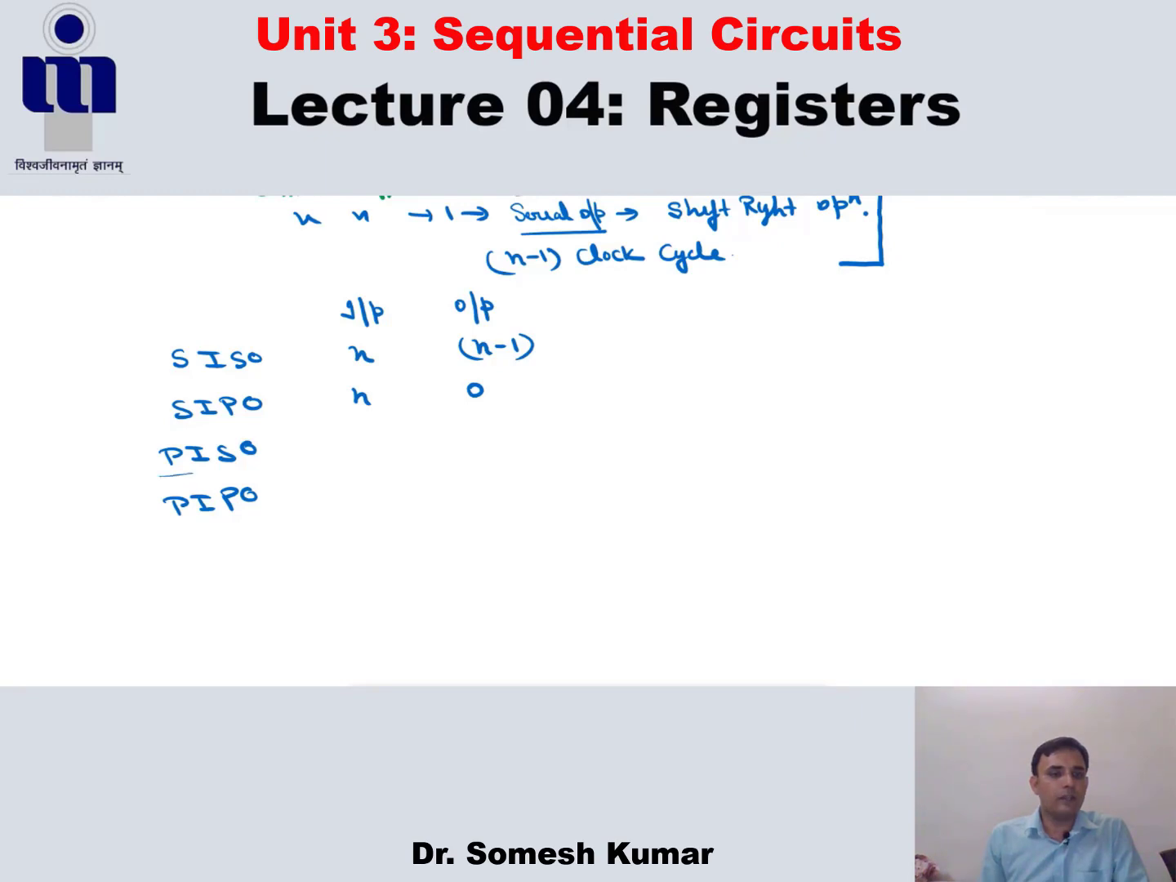For parallel input serial output, 1 clock cycle is needed, and n minus 1 clock cycles are needed for the output operation. For parallel input parallel output, 1 clock cycle is needed for the input operation, and 0 clock cycles are needed for the output operation. So this number of clock cycles is very important from the exam point of view.